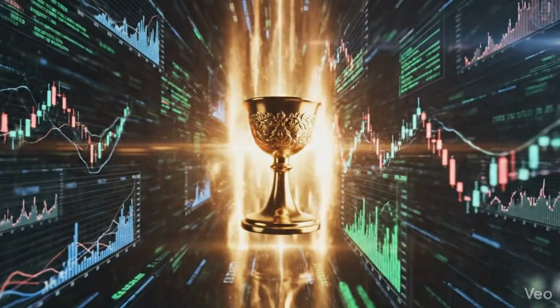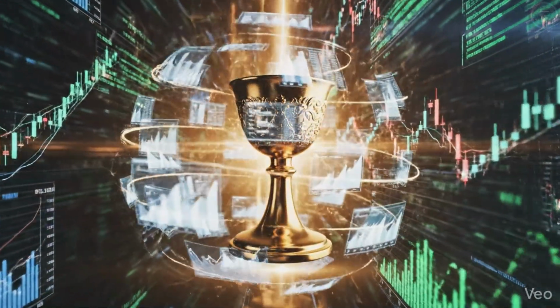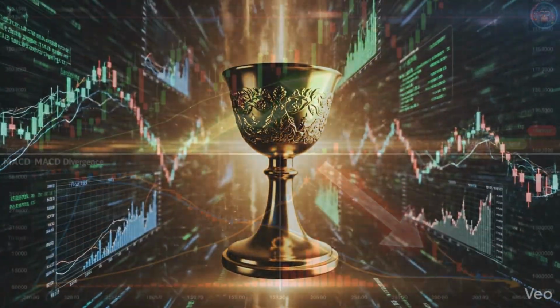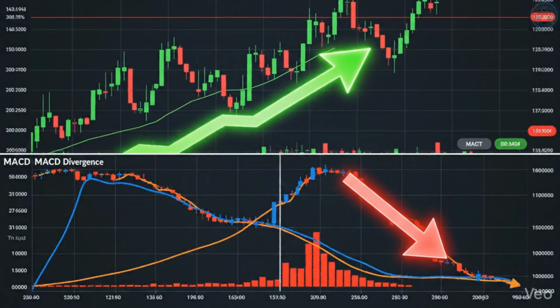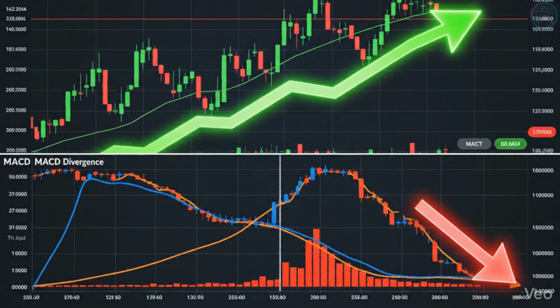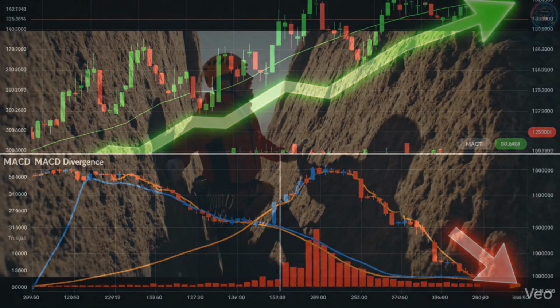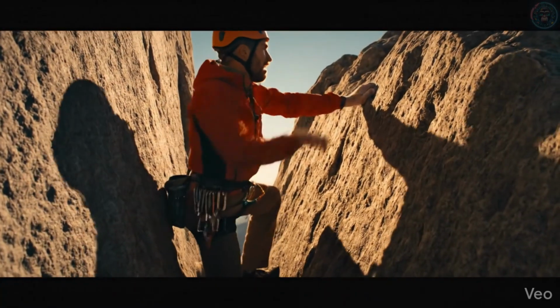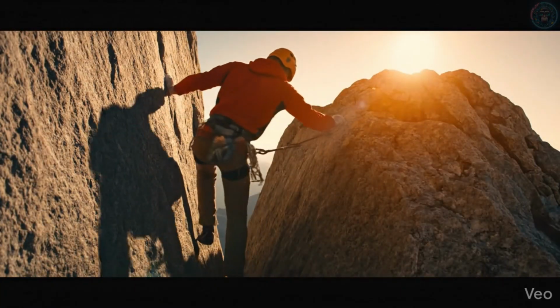But the absolute holy grail of this tool is the divergence technique, highly revered for predicting major market tops and bottoms. Divergence occurs when the price action on the chart completely disagrees with the momentum direction shown by the underlying MACD indicator. Imagine the price is pushing higher, creating a new peak, but the indicator fails to reach a corresponding new high level.